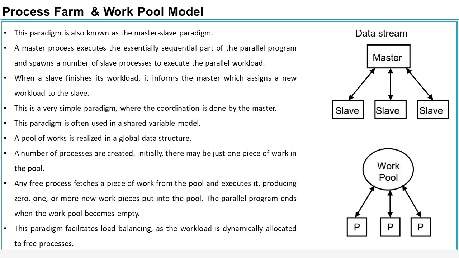This paradigm is often used in a shared variable model. A pool of works is realized in a global data structure. A number of processes are created. Initially, there may be just one piece of work in the pool. Any free process fetches a piece of work from the pool and executes it, producing 0, 1 or more new work pieces put into the pool. The parallel program ends when the work pool becomes empty. This paradigm facilitates load balancing as the workload is dynamically allocated to free processes.